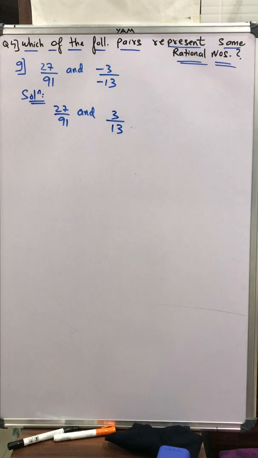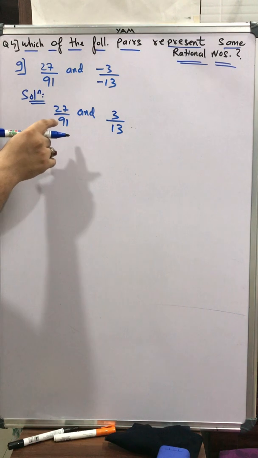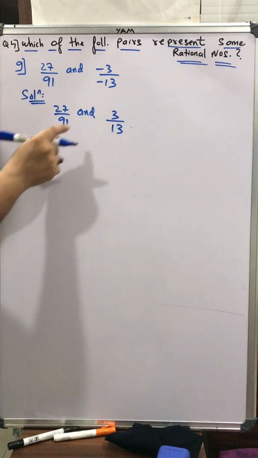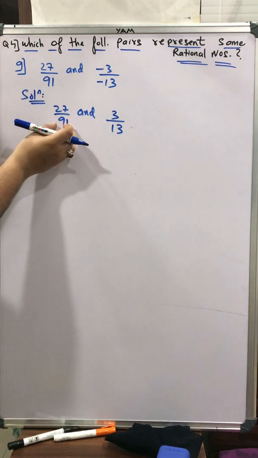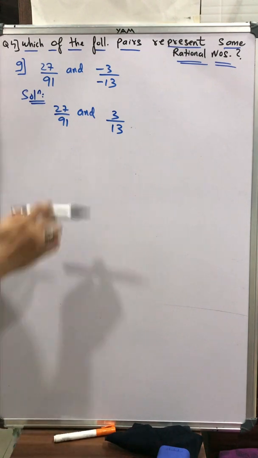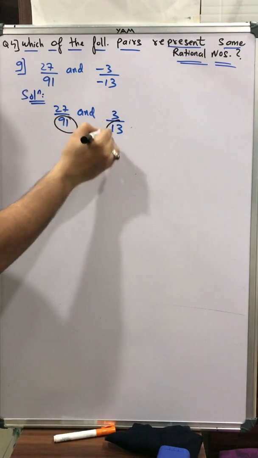Minus minus cancels. Okay, 3 upon 13. Now students, what do we need to do? How can we proceed further? Here I have 27 upon 91. Here I have 3 upon 13. Okay students, now first let's look at the denominator. Here I have 91, here I have 13.